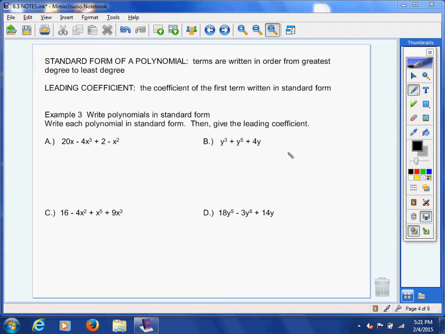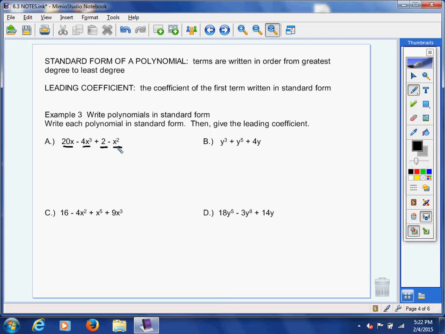So let's look at letter A. Here's our polynomial, 20x minus 4x cubed plus 2 minus x squared. Okay? There are 4 terms there. You can see that they are separated by, here's a subtraction sign, and then we have 4x cubed, so that's 2 terms there, plus 2, 2's a term, minus x squared, and x squared is a term. There are 4 terms, and we need to put them in order.